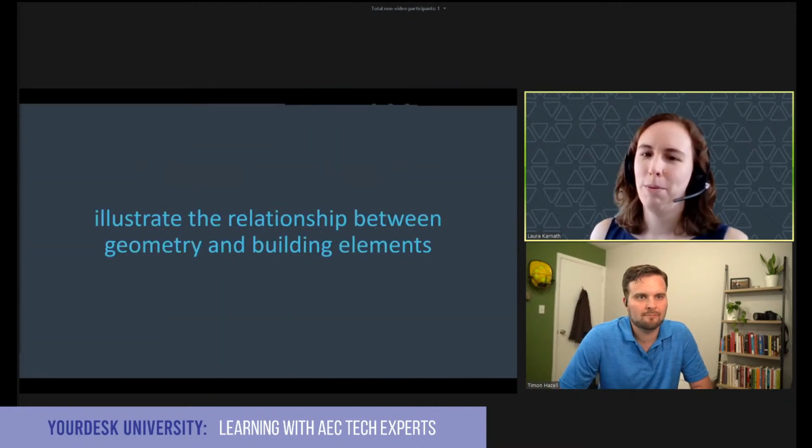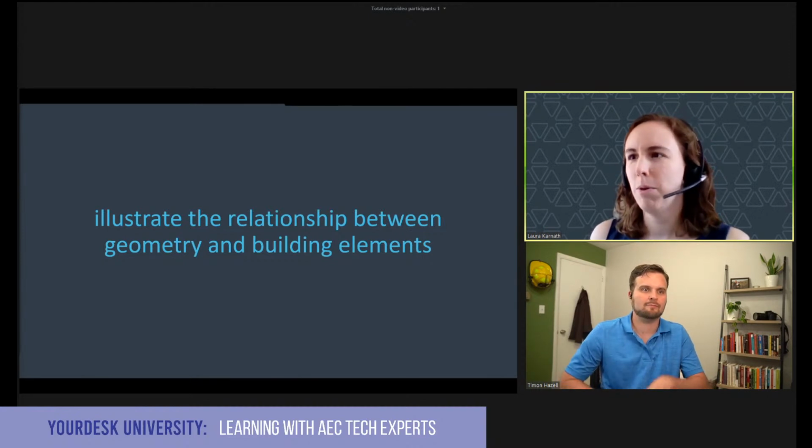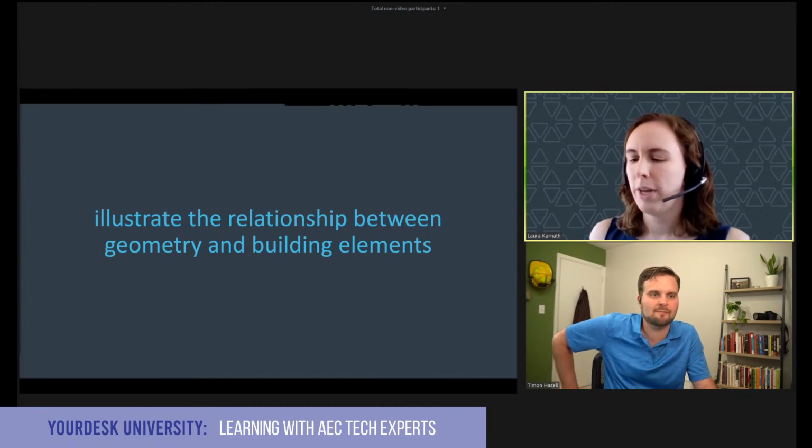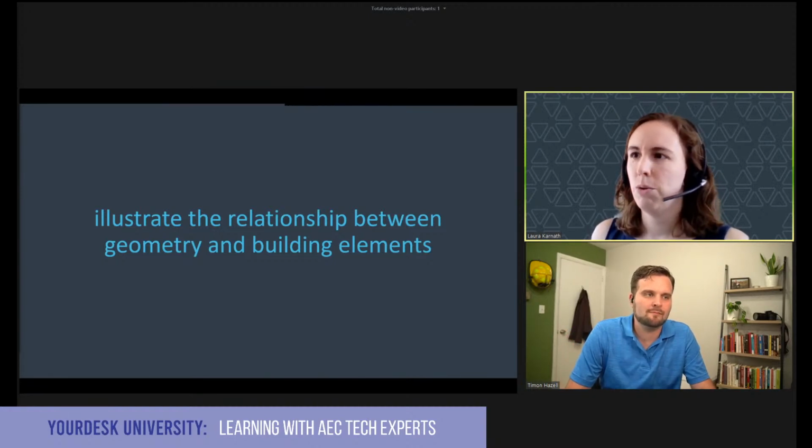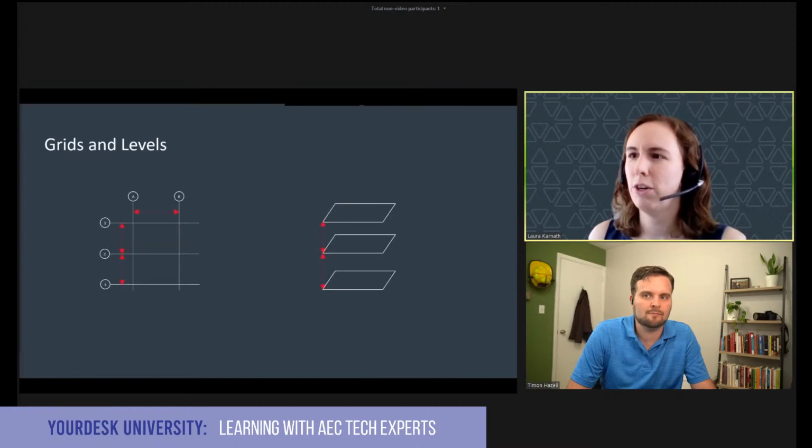So how do we get started? So I start with people by, there are a lot of different ways to create geometry in Grasshopper. They can be really confusing. So what we want to do is relate Grasshopper components to building elements. So like you have your grids and levels.